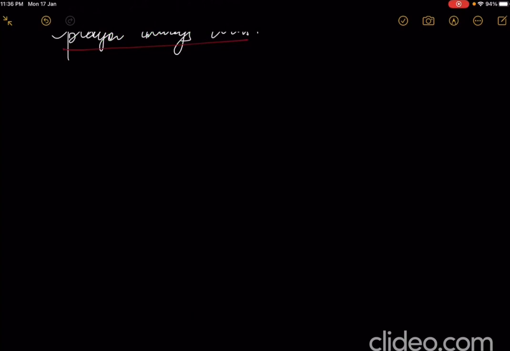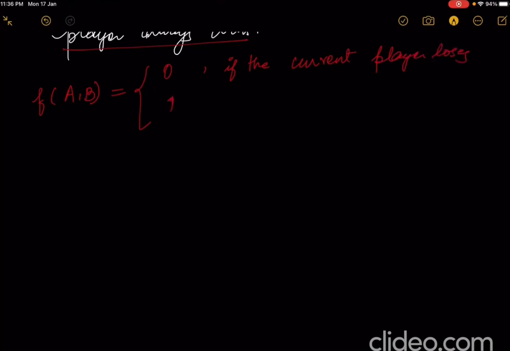So let us define a function f of a comma b. f of a comma b will be equal to 0 if the current player loses, or 1 if he wins. So let's say f of a comma b is this much. For finding f of a comma b, let's see this thing.